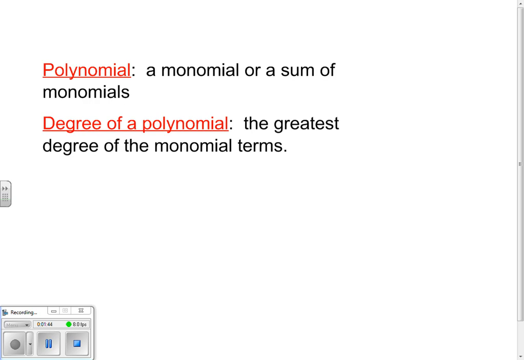Anytime you put monomials together by adding or subtracting, it's called a polynomial. The prefix poly means many terms. So if you put a monomial or a whole bunch of them together by adding or subtracting, it's considered a polynomial. And the degree of the polynomial is the greatest degree there. So you're looking for the biggest degree. That's the degree of the polynomial.